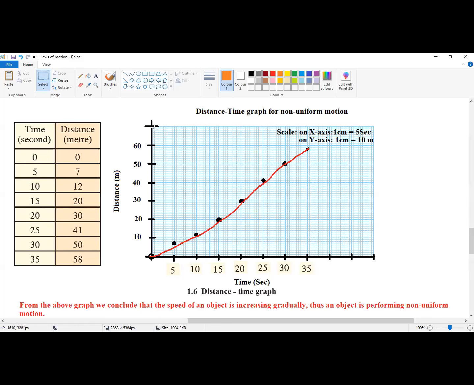First we have to plot the x and y axes, horizontal and vertical, and then we have to decide the scale. You have to define the scale. Then we have to write that scale on the right corner of our graph, as we have shown over here. So on the x-axis 1 centimeter equals 5 seconds, whereas on the y-axis 1 centimeter equals 10 meters. Following this? Yes, sir.